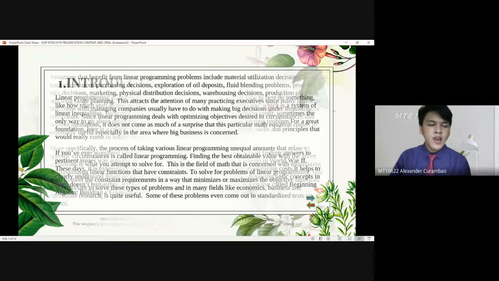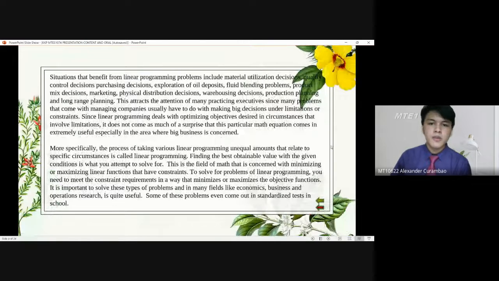Next, situations that benefit from linear programming problems include material utilization decisions, quality control decisions, processing decisions, explorations of oil deposits, fluid blending problems, product mix decisions, marketing, physical distribution decisions, warehousing decisions, production planning, and long-range planning. This attracts the attention of many practicing executives, since many problems that come with managing companies usually have to do with making big decisions under limitation or constraint.